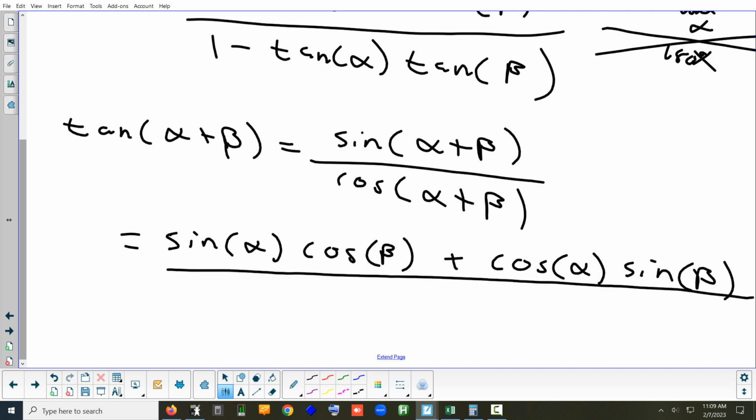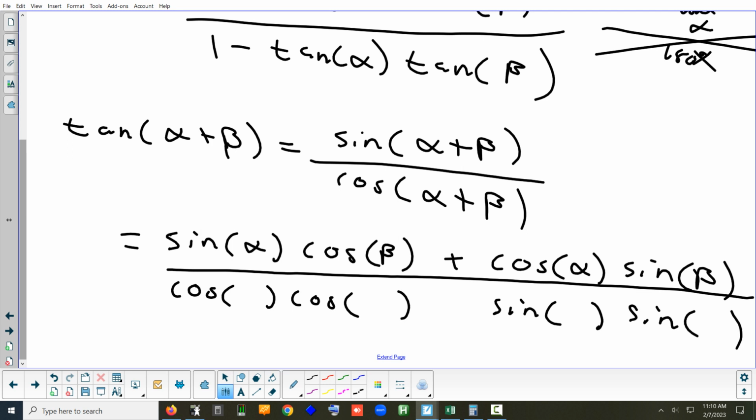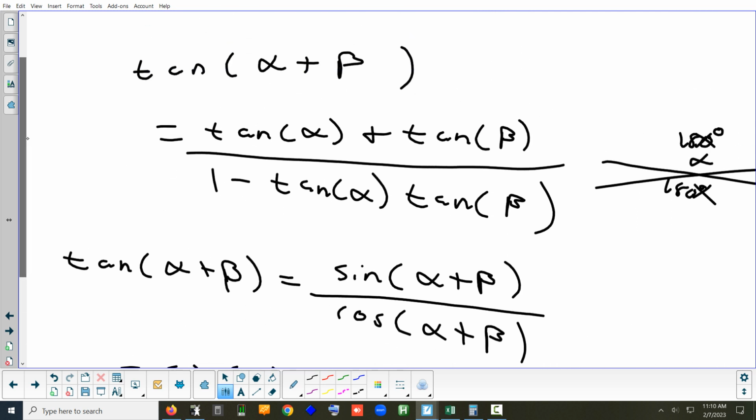Divided by. And what about the cosine sum? Are they grouped or are they mixed? They're grouped for that one. So cosine, cosine, sine, sine. What symbol do we put between the factors here? Yep, put a negative. Alpha, beta, alpha, beta. Well, that doesn't look like the tangent identity.